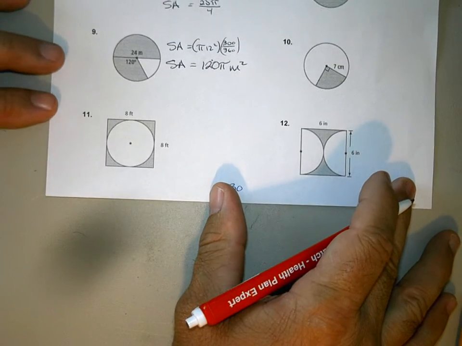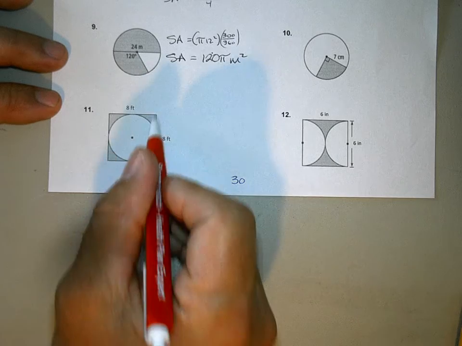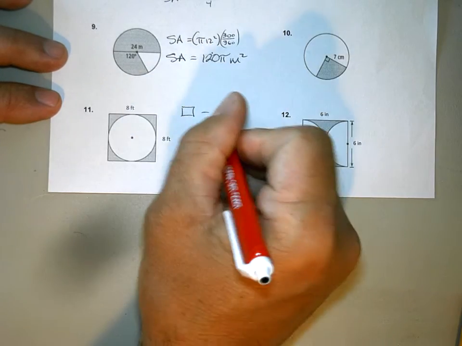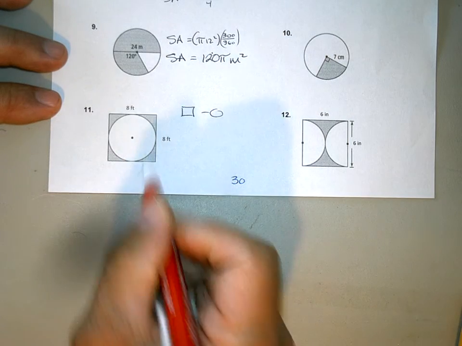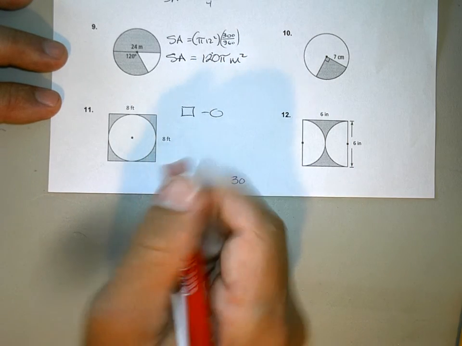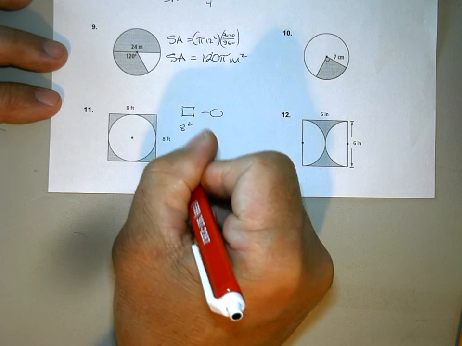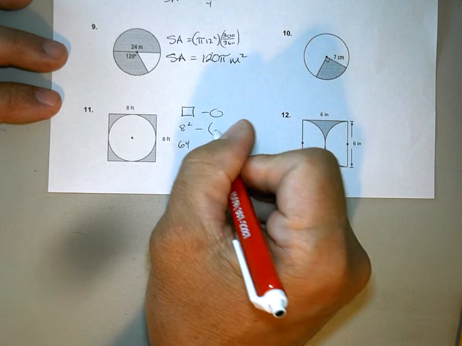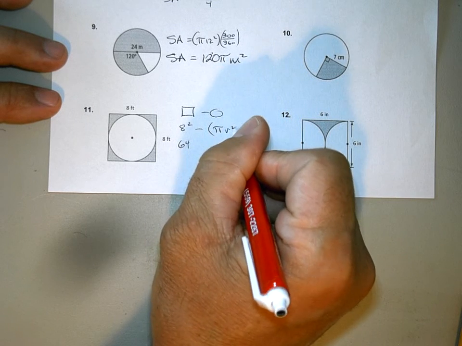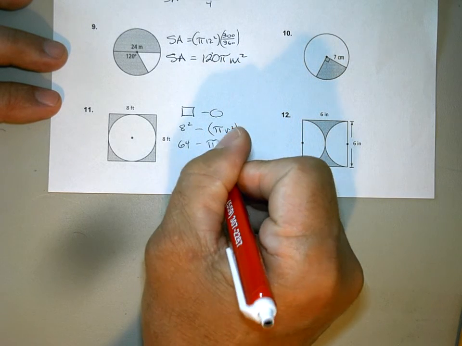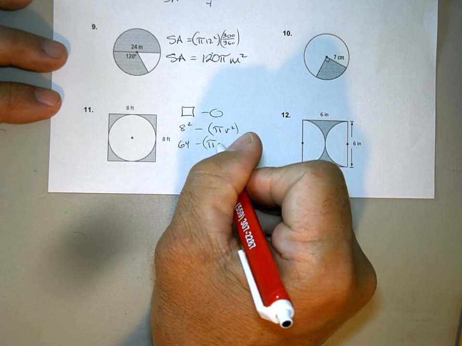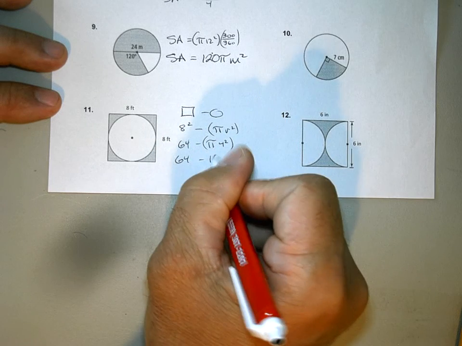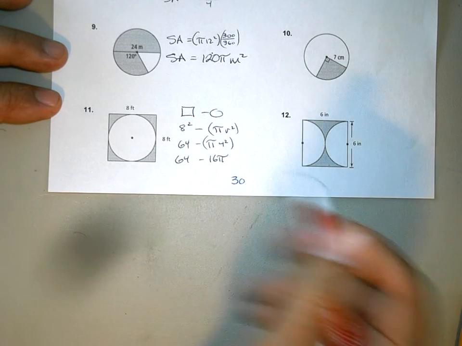Okay, last one. Remember, we're going to find the area of the square and then subtract the area of the circle to give us the shaded region. Well, the area of the square is simply 8 squared, which is 64. To find the area of the circle, it's pi times radius squared, or pi times 4 squared, which means 64 minus 16 pi.